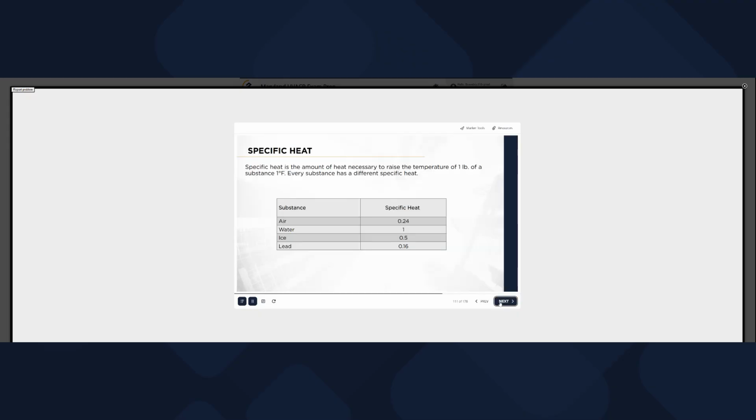Specific heat. Specific heat is the amount of heat necessary to raise the temperature of 1 pound of a substance 1 degree Fahrenheit. Every substance has a different specific heat. Air has a specific heat of 0.24, water's is 1, ice has a specific heat of 0.5, and lead has a specific heat of 0.16.